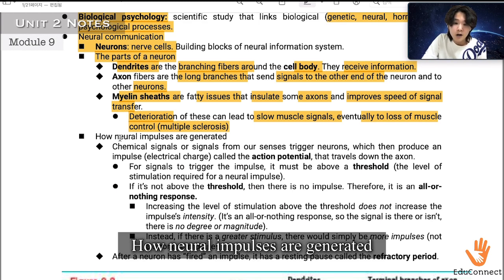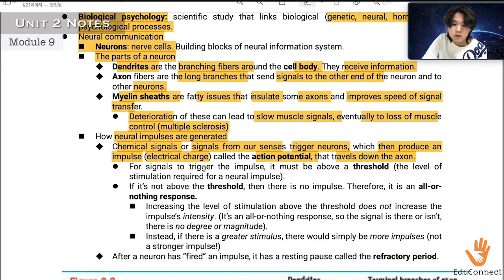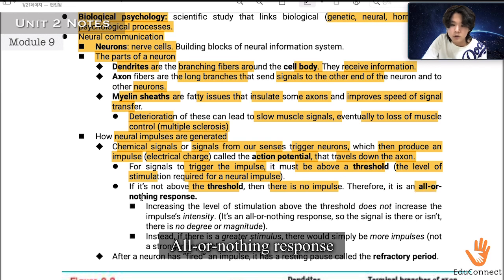Now, how neural impulses are generated. Chemical signals, or signals from our senses, trigger neurons, which then produce an impulse called an electrical charge, the action potential, that travels down the axon. For signals to trigger the impulse, it must be above a threshold, which is the level of stimulation required for a neural impulse. If it's not above the threshold, then there is no impulse. Therefore, it is an all or nothing response.